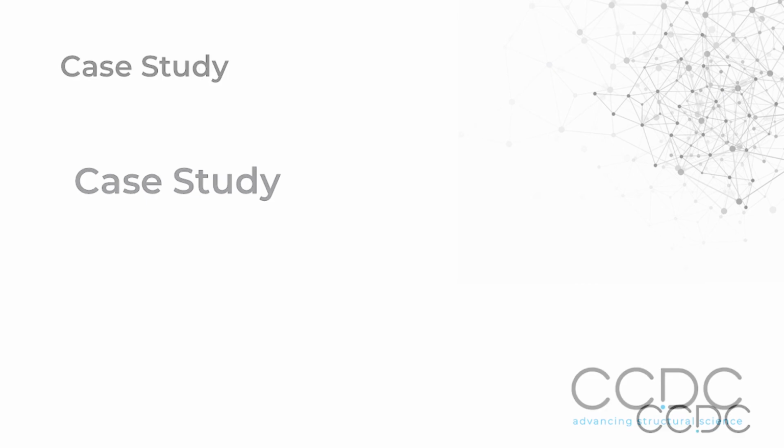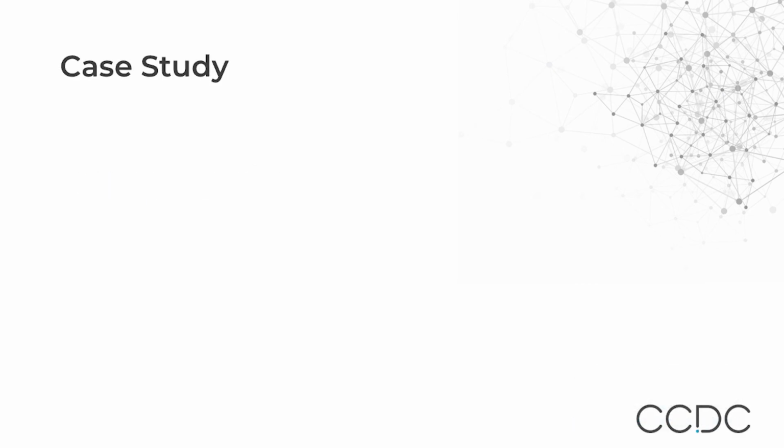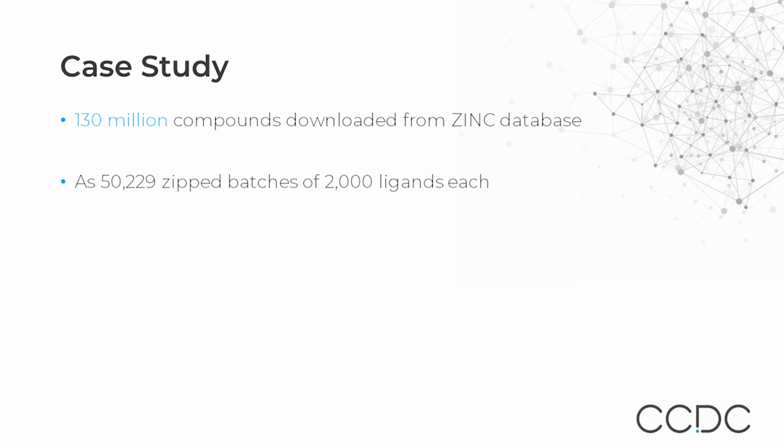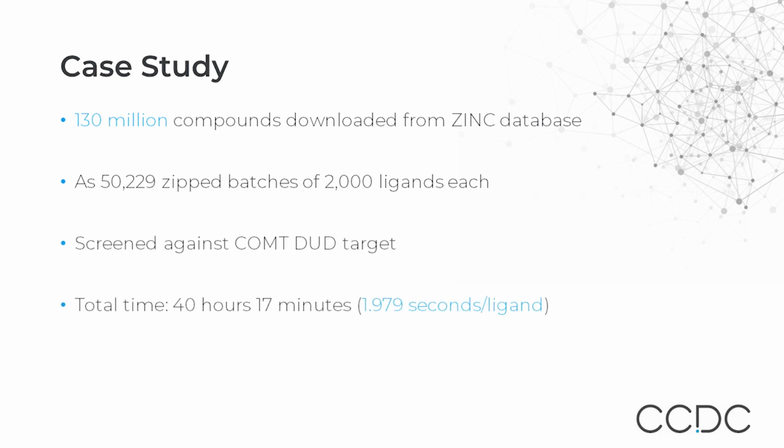In order to test the cloud docking, we downloaded 130 million compounds from the ZINC database. They were passed to the Gold queue in 50,000 batches of 2,000 compounds each. They were screened against the COMDAD target. That took us about 40 hours, with 1.9 seconds per ligand. The cost of the screen on Azure was just about £2,000.